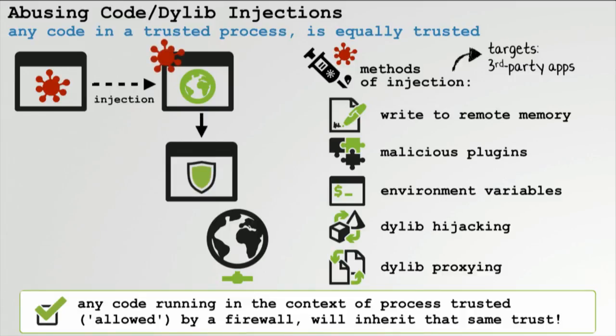Yet another way to generically bypass all third-party firewall products is to simply inject a library or code into an application or a binary that the firewall trusts. And again, via LSOF, we can determine passively what those are. Once this library is running in that trusted process, from the firewall's point of view, it will also be given that same level of trust and thus can access the network. For example, if the browser is trusted and you inject code into the browser and that malicious code connects out, the firewall will allow it because it just sees it's the browser.